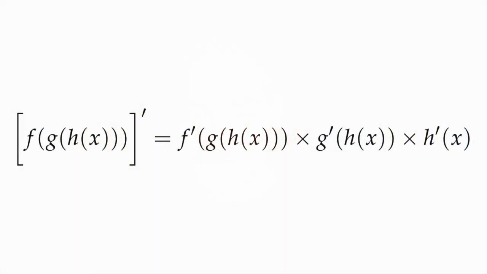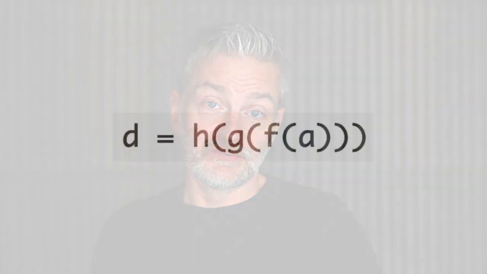This can be applied to sequences of any number of functions. So for example, the derivative of f of g of h of x is the derivative of f evaluated at g of h of x multiplied by the derivative of g evaluated at h of x multiplied by the derivative of h evaluated at x. Computationally or programmatically, we might think of this as just making a series of nested function calls.